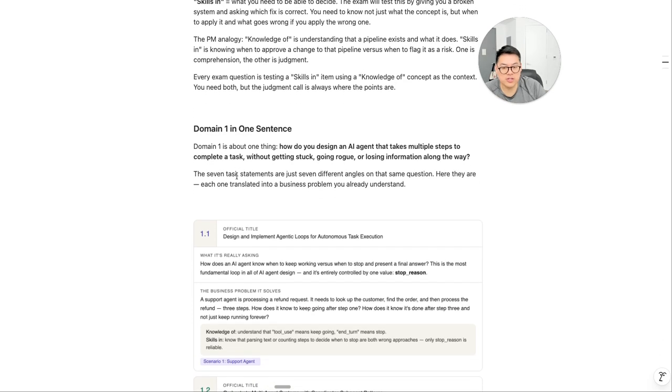So I was like, what does domain one really ask me? Okay, so domain one is about one thing. How do you design an AI agent that takes multiple steps to complete a task without getting stuck, going rogue, or losing information along the way? Why didn't you just say that? The 7 task statements are just 7 different angles on that same question. Here's what each and every one of them means.